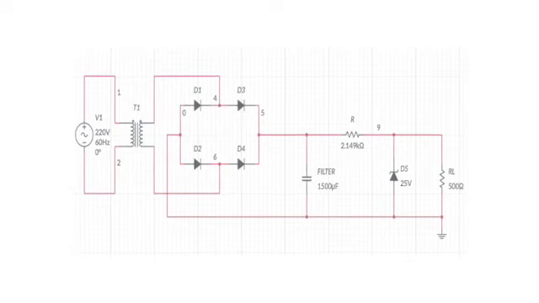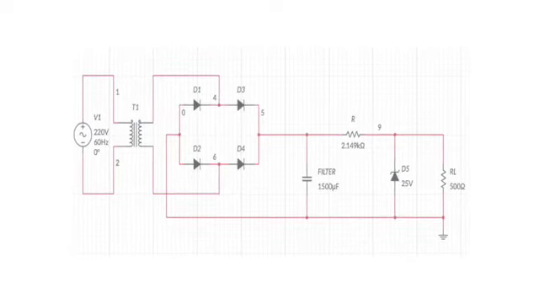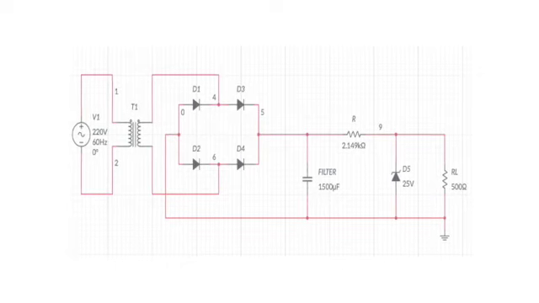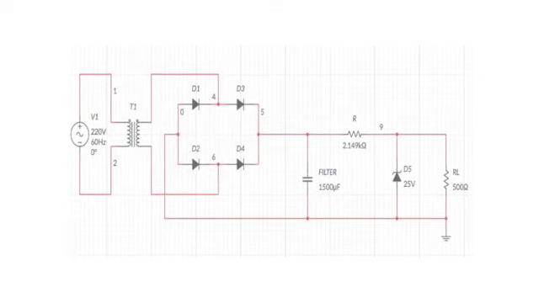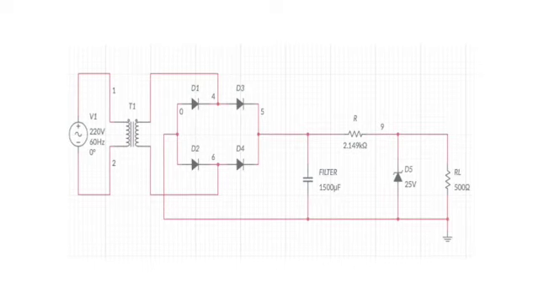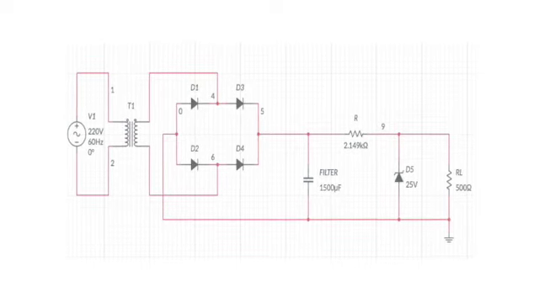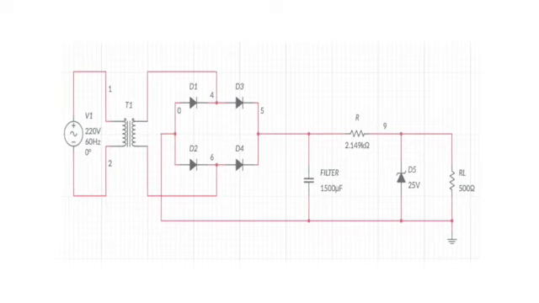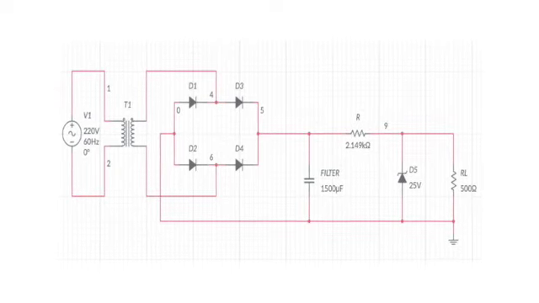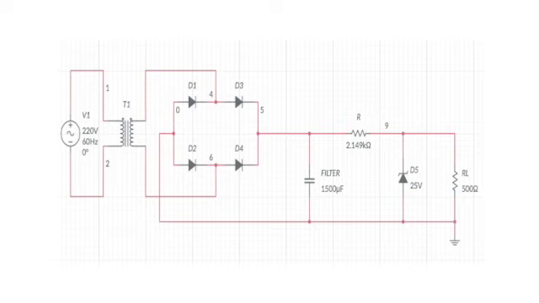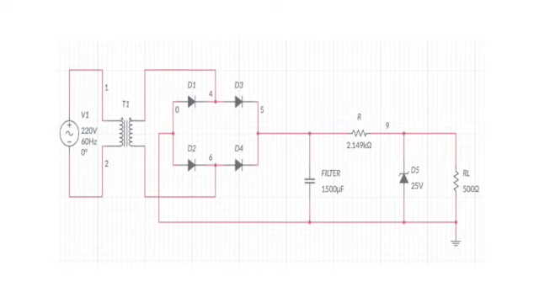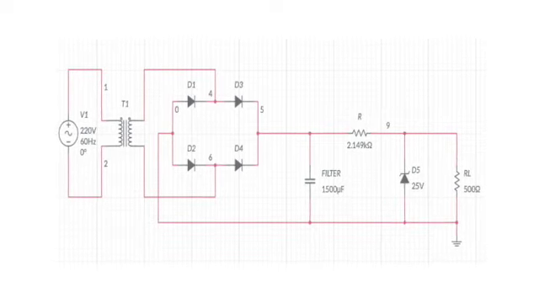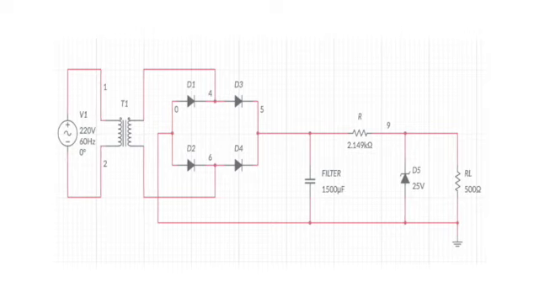The transformer is set with a P turn of 12 and an S turn of 3. The filter capacitor is set to 1500 microfarads. The resistor R is set to 2.149 kilo ohms. The resistor RL is set to 500 ohms. And the Zener diode is set to 25 volts, which will produce a DC output voltage of 10 volts.